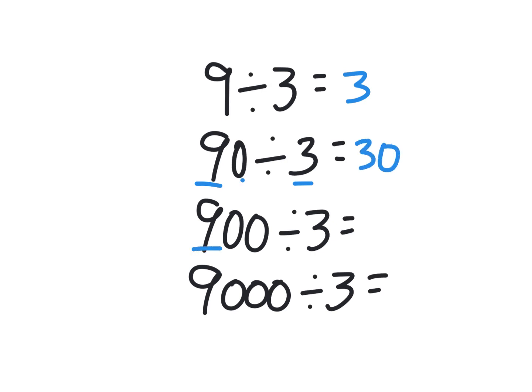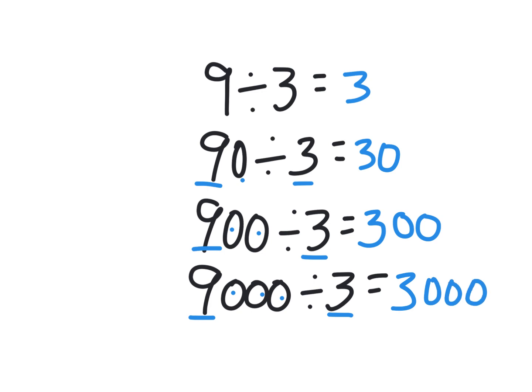Then you can do 900 divided by 3. So it's still 9 divided by 3, but now you're putting 2 zeros on the end. Then you can do 9,000 divided by 3, because it's still 9 divided by 3, but 1, 2, 3 zeros added on the end. So you'll see how this pattern of 9 divided by 3 helps you solve 90 divided by 3, helps you solve 900 divided by 3, helps you solve 9,000 divided by 3.